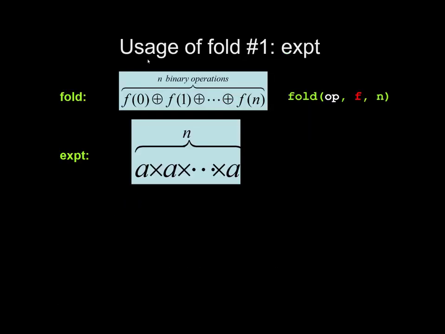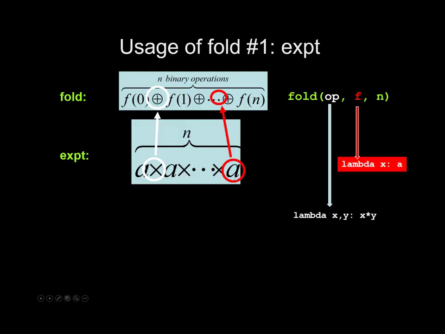Let's see the first use of fold on exponent. We want to compute a to the power of n. So we have this, which is fold op, f, n. So operator is actually multiplication. So we have operator is lambda x y, taking input x and y to output x times y. F0 is a, f1 is also a, the last one fn minus 1 is also a. So f is lambda x output a, and n, as we saw, there are n plus 1 terms here, therefore the last one should be n minus 1. So this n should be n minus 1.